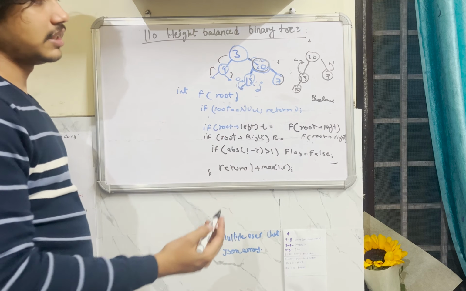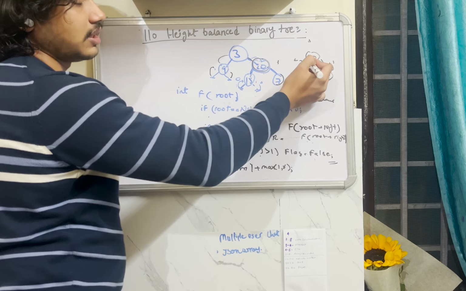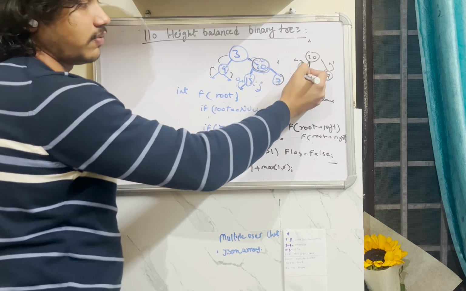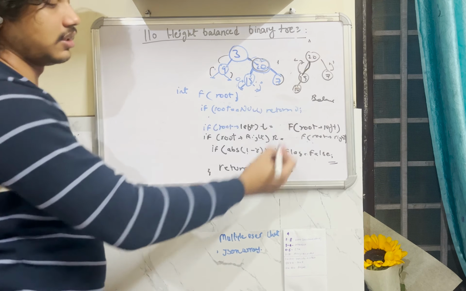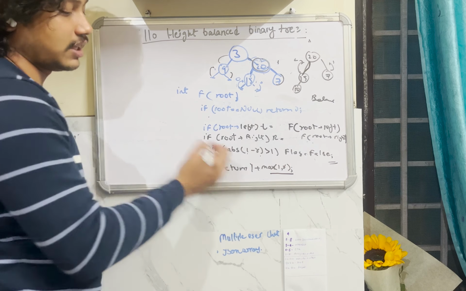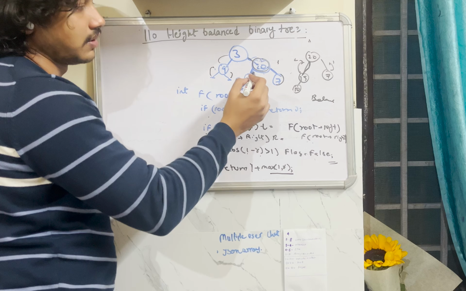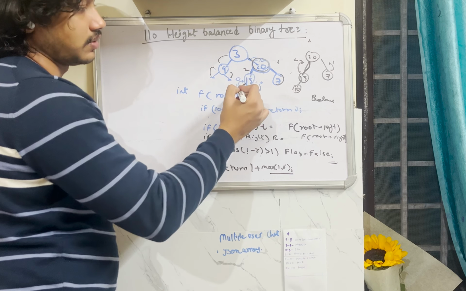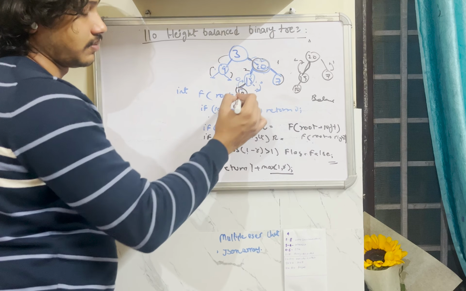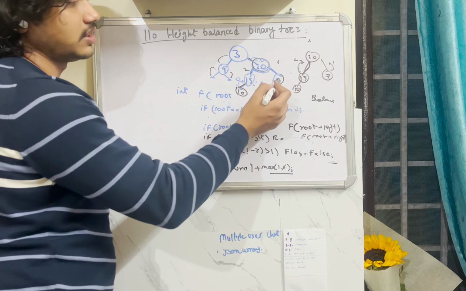Okay, it's balanced, and 20 will tell its parent the maximum depth you can get from my side. What can be the maximum depth? It will always give the maximum value of left or right. That's why I have written max L comma R plus 1, which will be this node itself. Like this is giving 2 and this is giving 1.